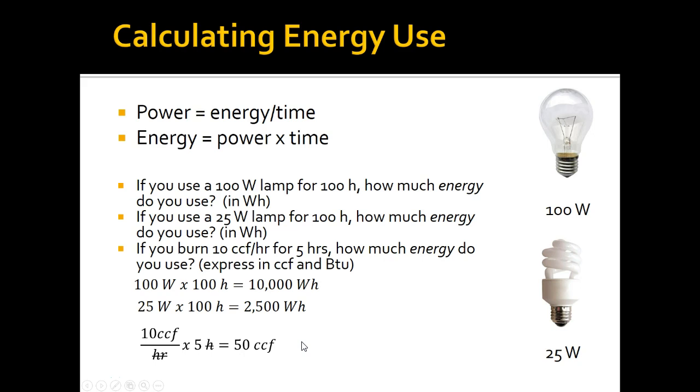So how do I convert this to BTUs? Think about our conversion factor here, and feel free to press pause and look it up. Our conversion factor is 103,000 BTUs per CCF. The CCFs cancel out, and you end up with 5,150,000 BTUs. So remember, power times time gives you energy, and then you can convert energy units to any other energy unit.